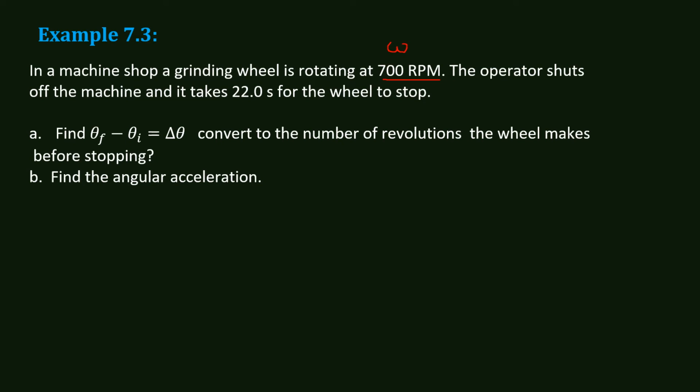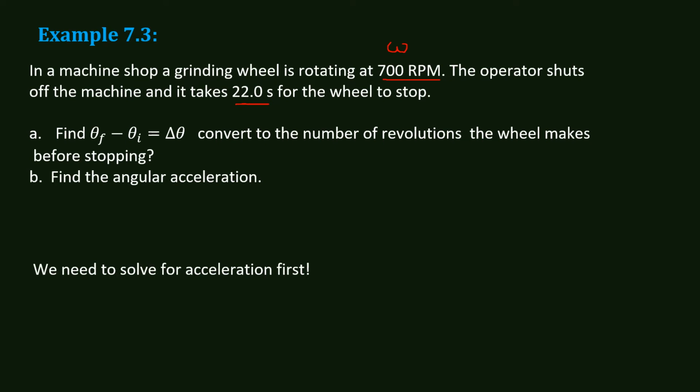The operator shuts off the machine, and it takes 22 seconds for the wheel to stop. So they want us to find the delta theta. So this is the initial angle and the final angle, the difference, and convert to the number of revolutions the wheel makes before stopping. Then they want us to find the angular acceleration.